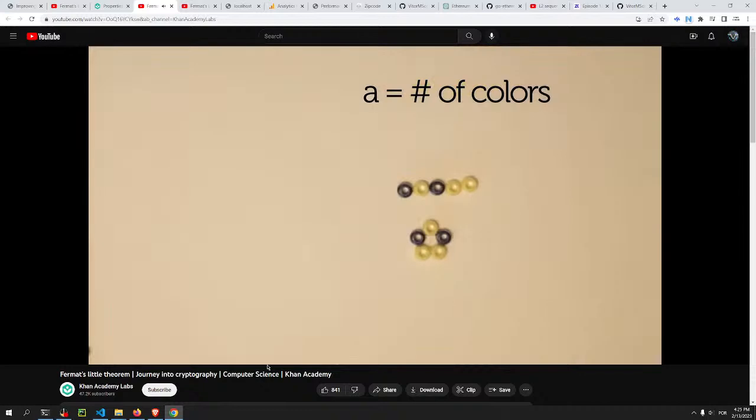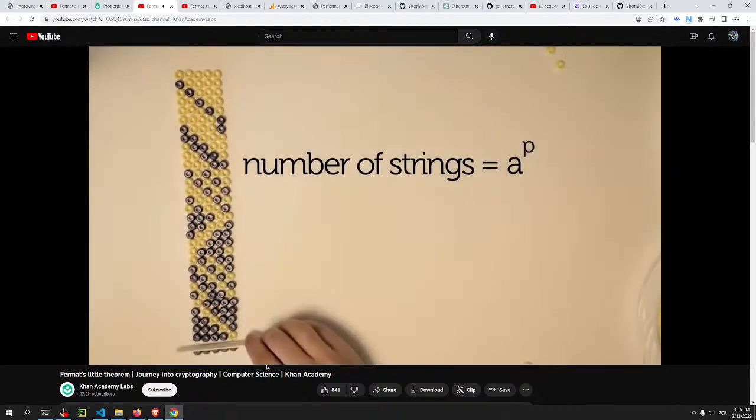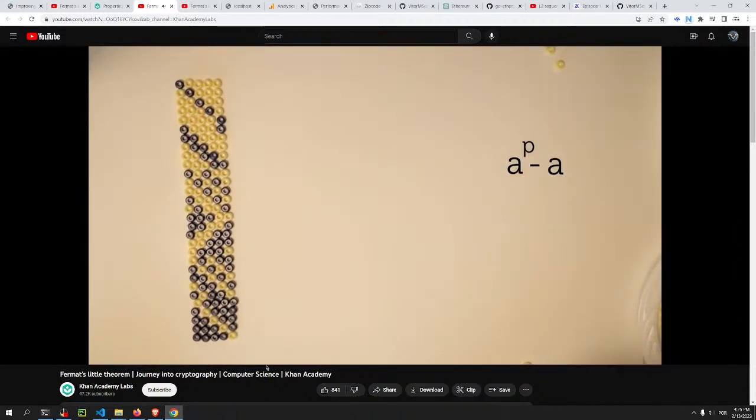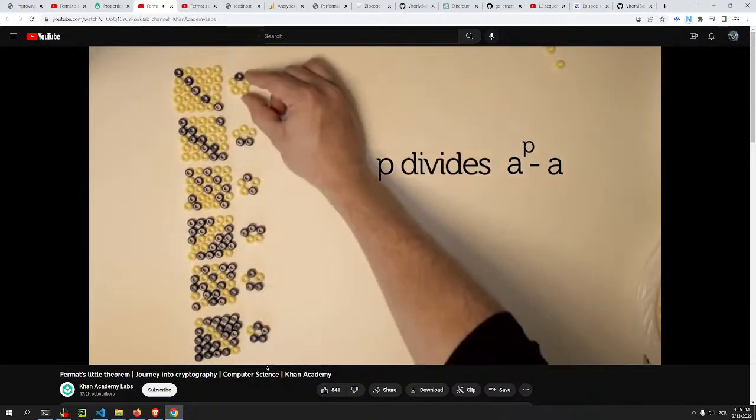Given a colors and strings of length p, which are prime, the number of possible strings is a times a times a p times, or a to the power of p. And when you remove the monocolored strings, he subtracts exactly a strings, since there is 1 for each color. This leaves him with a to the power of p minus a strings. And when he glues these strings together, they will fall into groups of size p, since each earring must have a cycle length of p. Therefore, p divides a to the power of p minus a, and that's it.